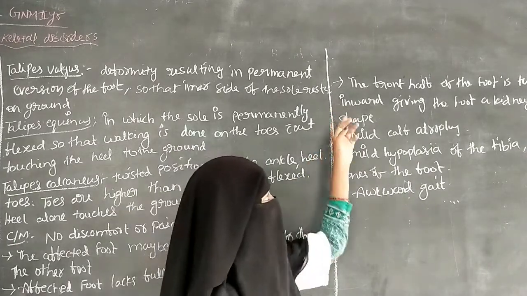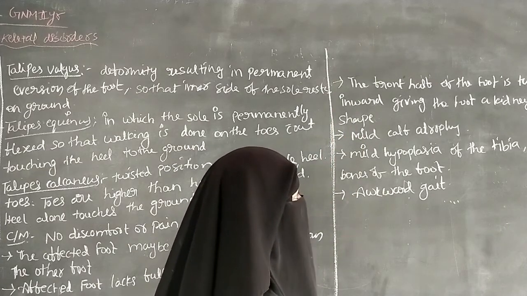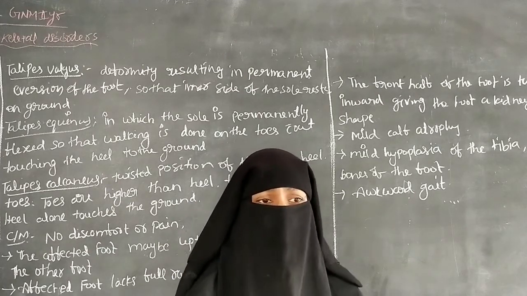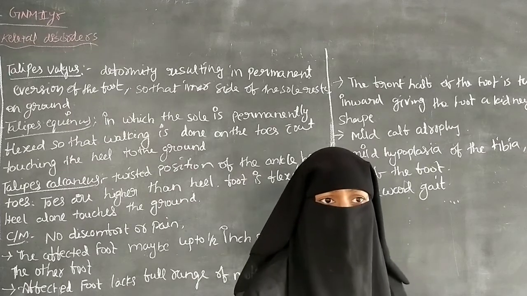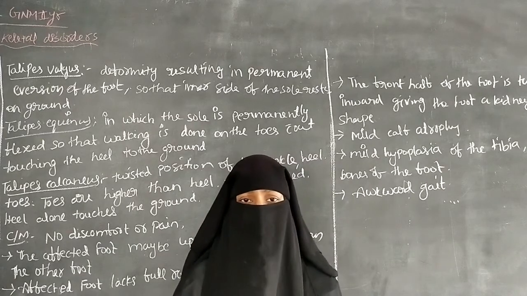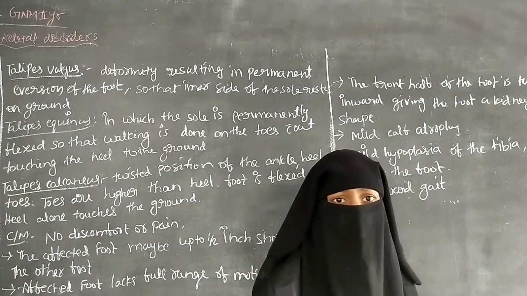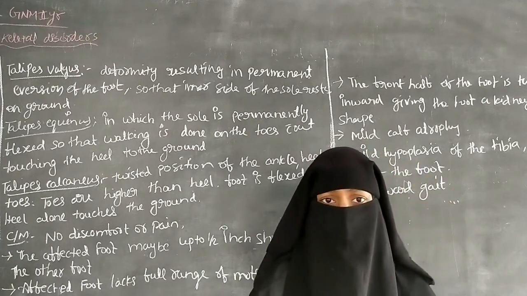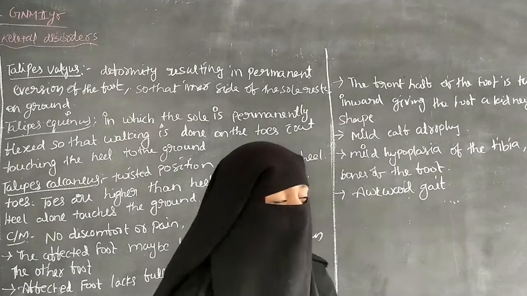Next one is the front half of the foot is turned inward, giving the foot a kidney bean shape. So the front of the foot, the toes, are twisted inward. Because of this twisting, the foot forms a kidney bean shape.